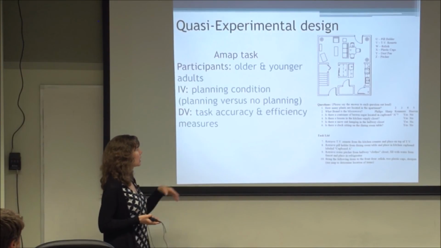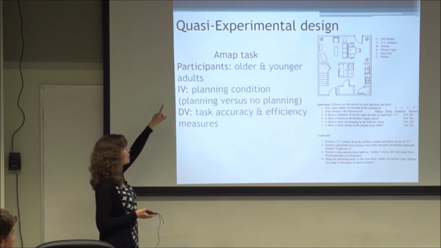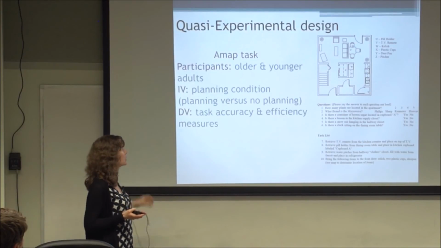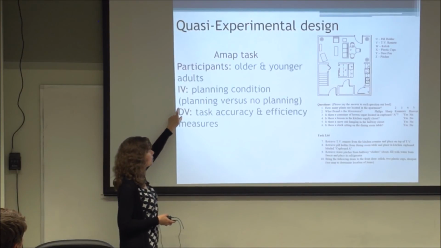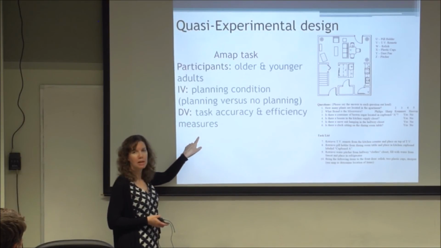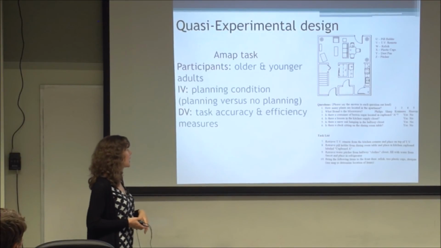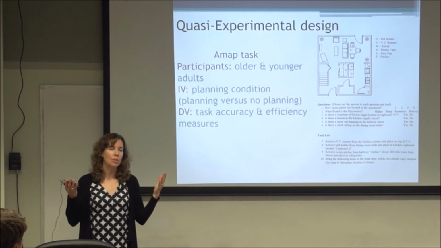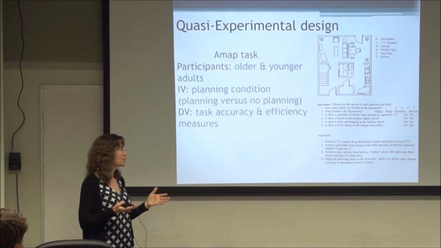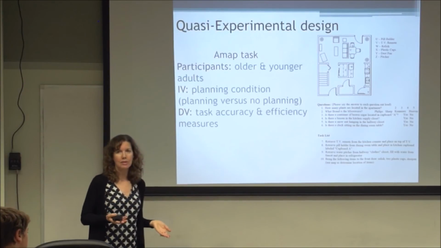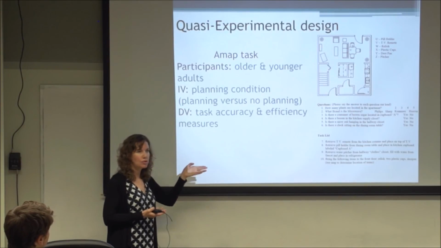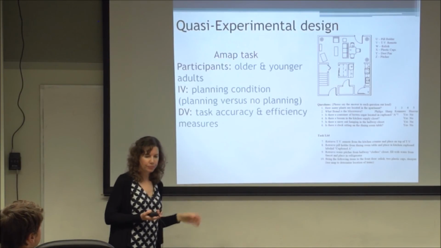So let's go back to our AMAP task again. So here, I can't randomly assign people to be older and younger adults. So I can't do random assignment. I've got that quasi-experimental design. But I still can put people in the planning and no planning condition, right? And I still can look at my dependent variables. And I might find out, for example, that older adults who have the chance to plan actually do better compared to younger adults than the older adults who don't have a chance to plan. Okay, so that planning maybe ends up helping older adults more than it helps younger adults, for example.